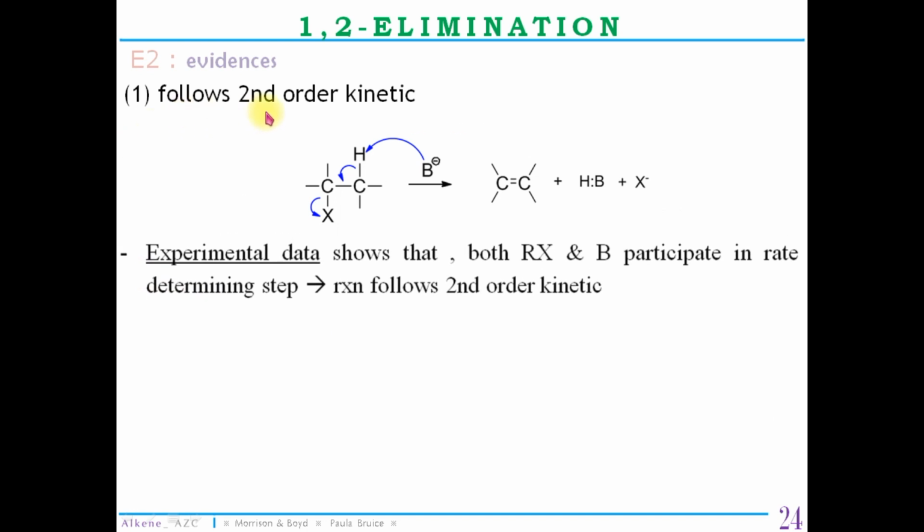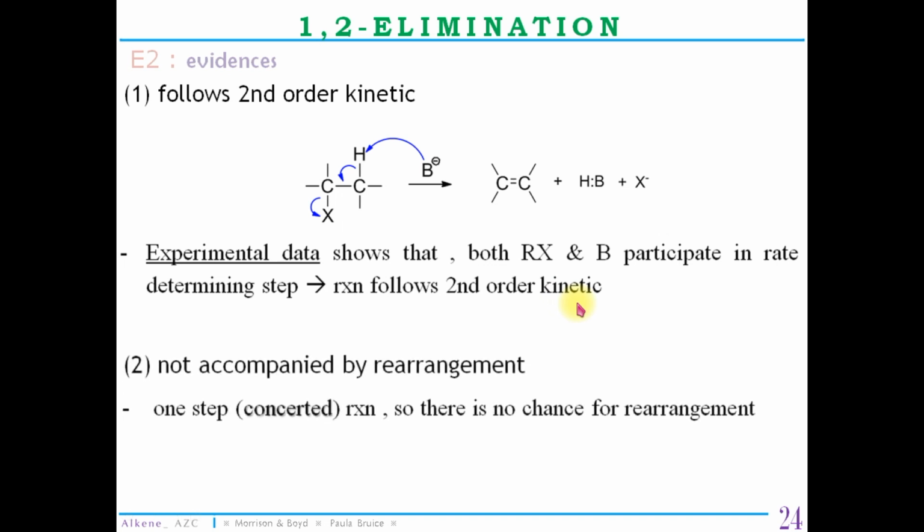First evidence, the reaction follows second order kinetics, as experimental data shows that both alkyl halide and base participate in the rate determining step. Second evidence, E2 is not accompanied by rearrangement. As we know, E2 is one step, meaning a concerted reaction, so there isn't any chance for rearrangement.